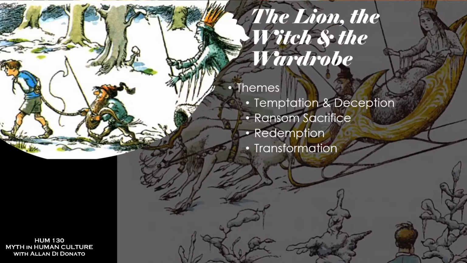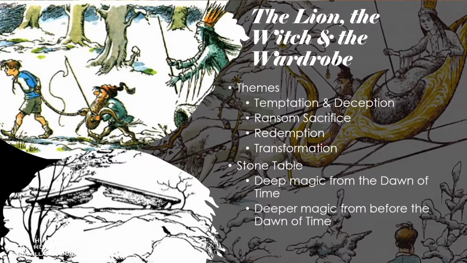And of course, transformation is the key thing that we're looking at in these hero stories. The actual redemption scene comes at a place in the story known as the Stone Table. Now, what happens is the queen requires the death of Edmund because he has betrayed.